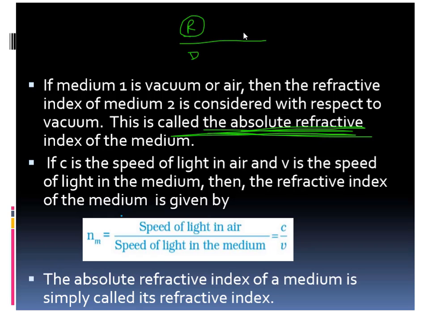Okay, now this is a glass slab, this is something else. But if the rarer medium is either glass or vacuum, and the denser medium is whatever it may be, it has to be a transparent medium. Otherwise light will not refract, it will be reflected. So if the rarer medium is either air or vacuum, then in this case the refractive index is known as absolute refractive index.